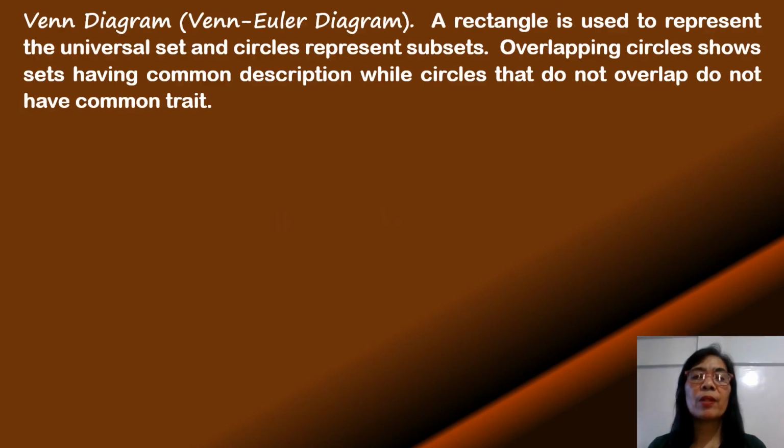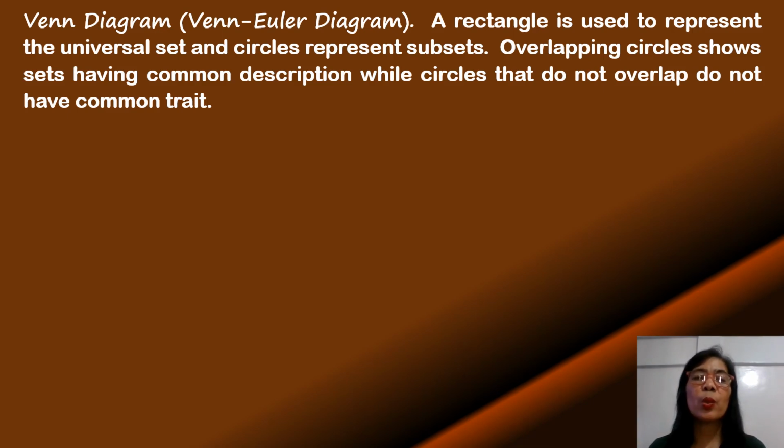This is the third part of our discussions about sets, and this time I am going to discuss the Venn diagram. The Venn diagram is also known as the Venn-Euler diagram in honor of Leonard Euler and John Venn, who first found this diagram in representing relationships of sets using rectangles and circles or oblongs. A rectangle is used to represent the universal set, and circles or oblongs represent subsets.